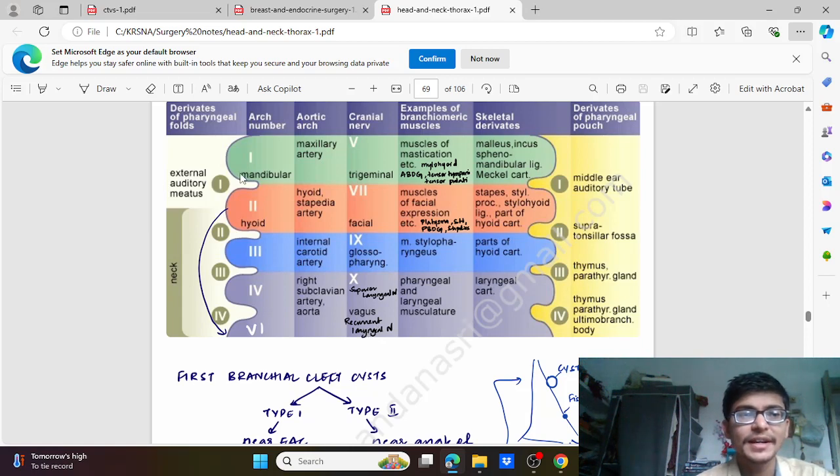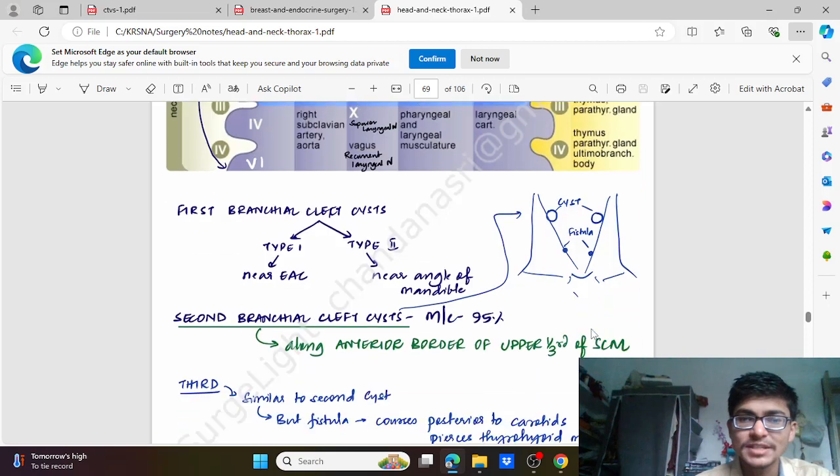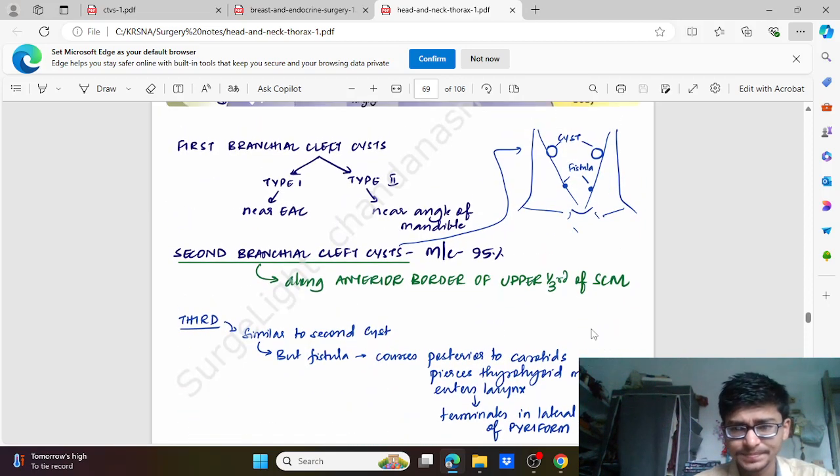Now we'll see the derivatives of the pharyngeal clefts. The first will form the external auditory meatus and the rest will form the neck. The derivatives of the pharyngeal pouch: the first will form the middle ear and the auditory tube, the second will form the supratonsillar fossa, the third will form the thymus and parathyroid gland, and the fourth will form the thymus, parathyroid gland, and ultimobranchial body, which gives rise to the C cells of the thyroid.